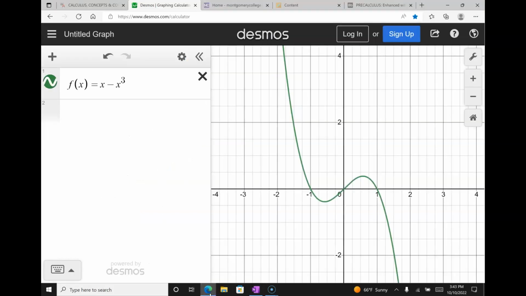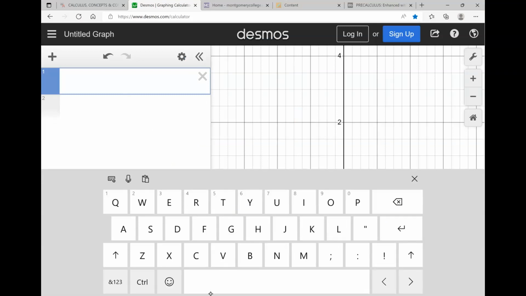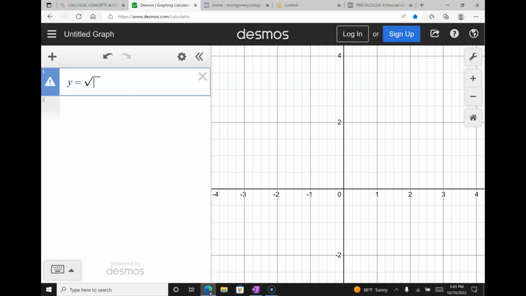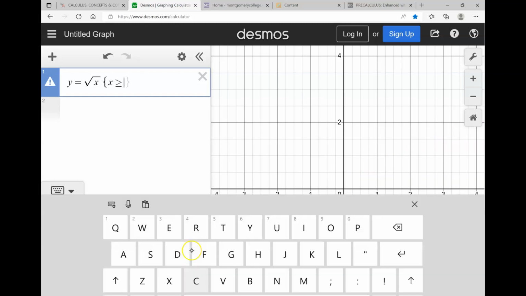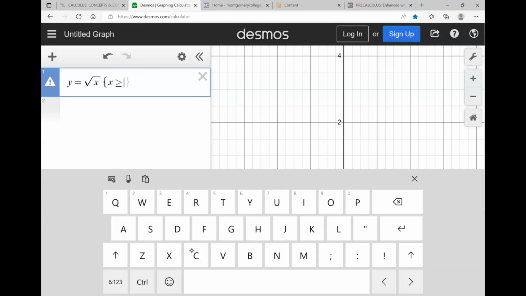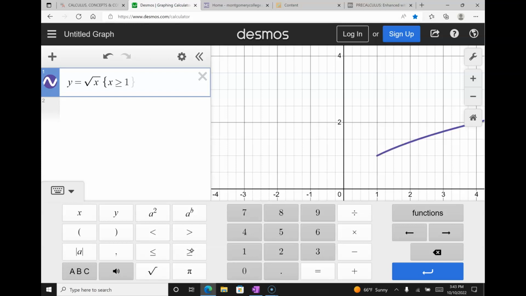So on Desmos, though, my first function is square root of x, and I restrict it with a space, then curly brackets, x, and I can use the greater than or equal to down here in the box. x is greater than or equal to 1. And I do know that the point (1, 1) is on there because it does include that endpoint. Yes, you with me?